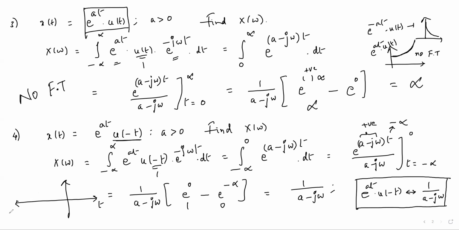For t equal to minus infinity, e to the power of minus infinity is 0. That means it starts at 0 at minus infinity and slowly rises exponentially, and e to the power 0 is 1. So from 0 to 1, it is exponentially rising like this. So this is a bounded signal only. That's why the Fourier transform exists.